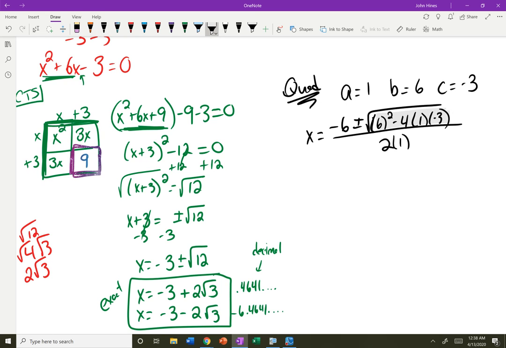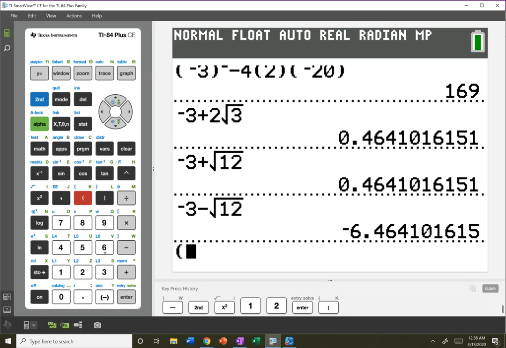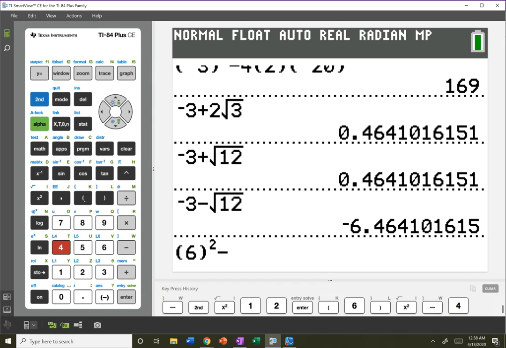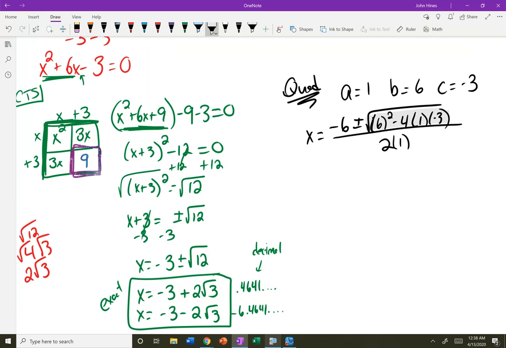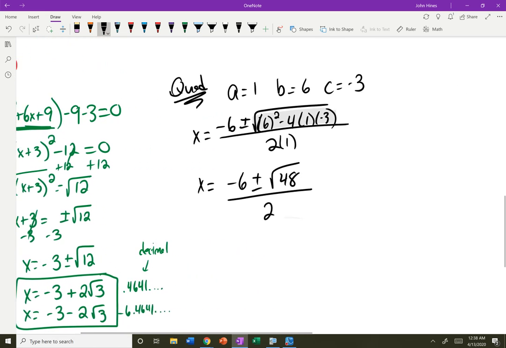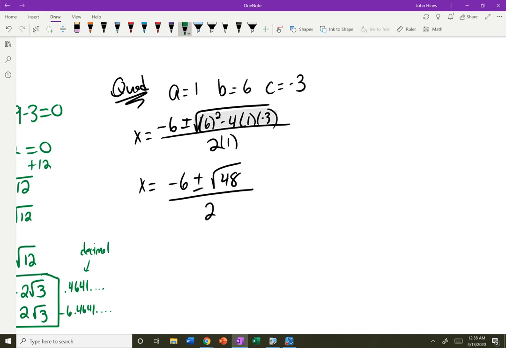So once you plug into the quadratic formula, you type in what's under the radical there. 6 squared minus 4 times a times c is 48. So x equals negative 6 plus or minus the square root of 48 all over, make sure that it's a big fraction bar, 2. Whenever you do the quadratic formula, if I said decimals at this point, type this into your calculator and you'll land up there. But I won't say that all the time. Sometimes I'm going to have you break down the radical.